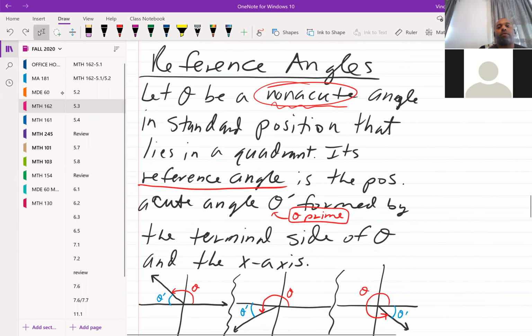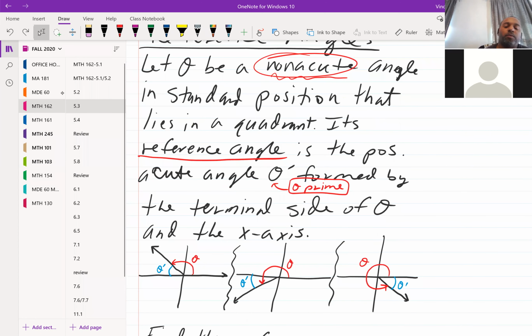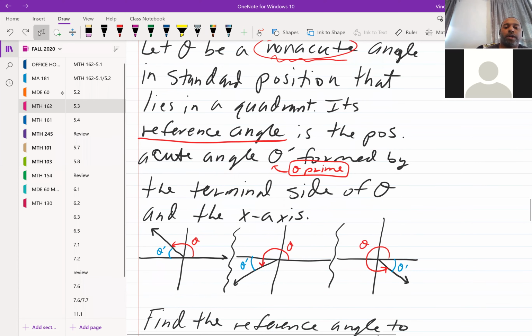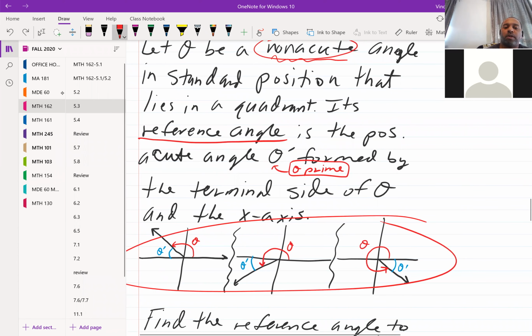All right. So our reference angles: we let theta be a non-acute angle, in standard position, that means it lies in a quadrant. Its reference angle is the positive acute angle, theta prime, formed by the terminal side of theta and the x-axis. So here are your 3 ways you can have your reference angles.